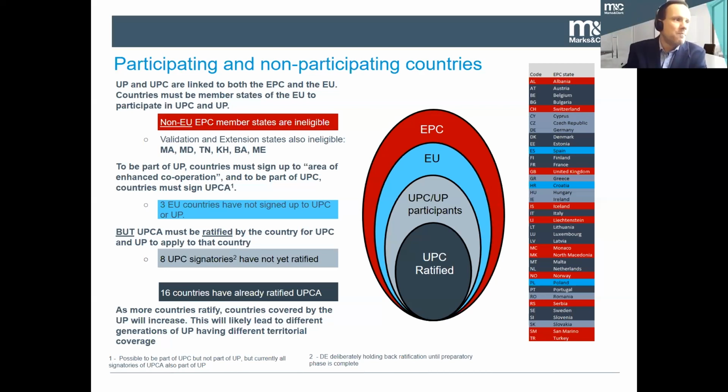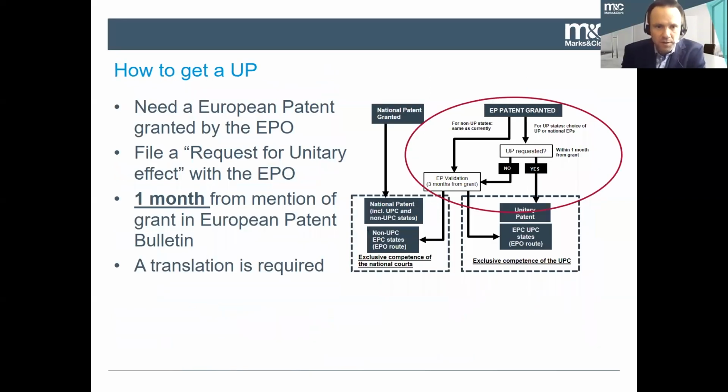Now, we will have on our website a map that shows when the individual countries have deposited their instrument of ratification, simply to provide a simple tool to keep track of the geographic scope of unitary patents. Now, if you decided you wanted a unitary patent, how do you go about that? Let me try to illustrate this here.